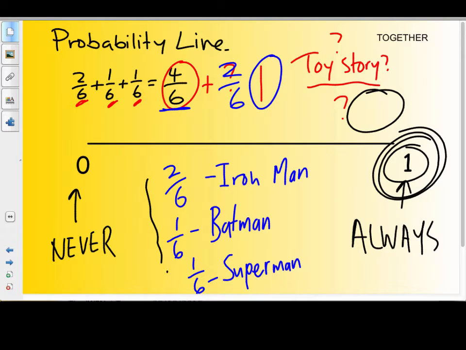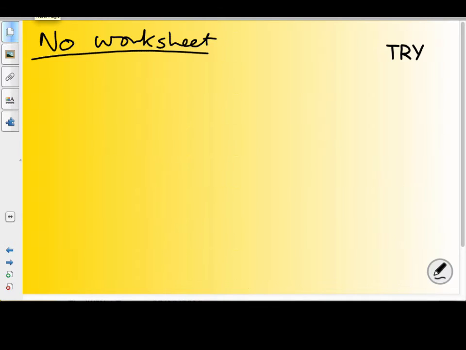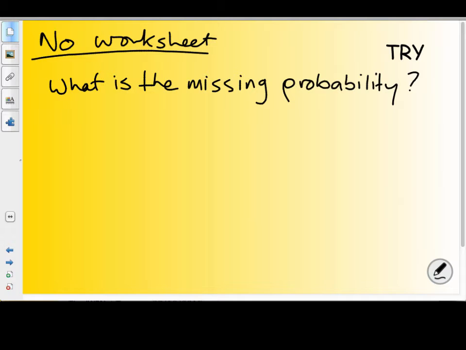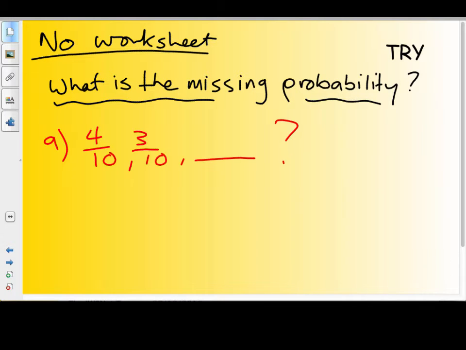I think maybe you could do some of these by yourself. Let's have a go at you doing them by yourself. Now guys, there's no worksheet for these. You're going to have to do all of these in your book and come and show me, or your other teacher. I'll even do one for you. What is the missing probability? Okay, here's the first one. I'm going to do this with you, then you're going to do them by yourself.